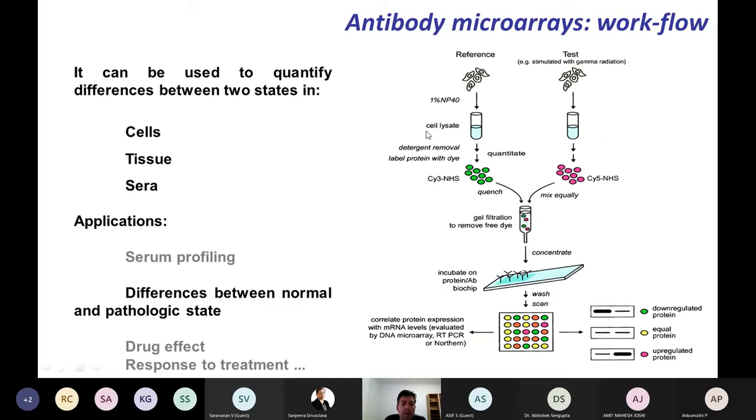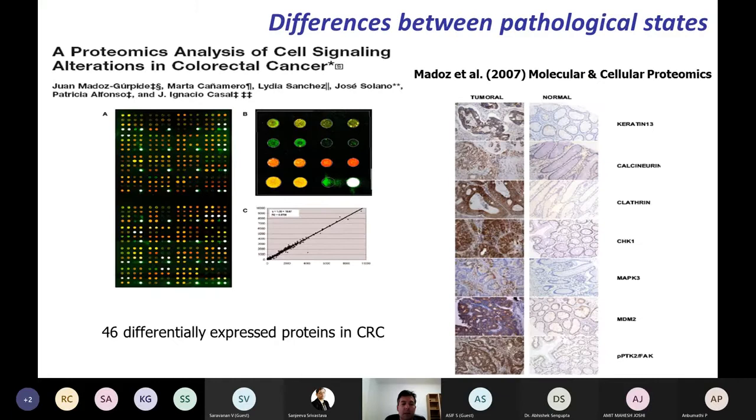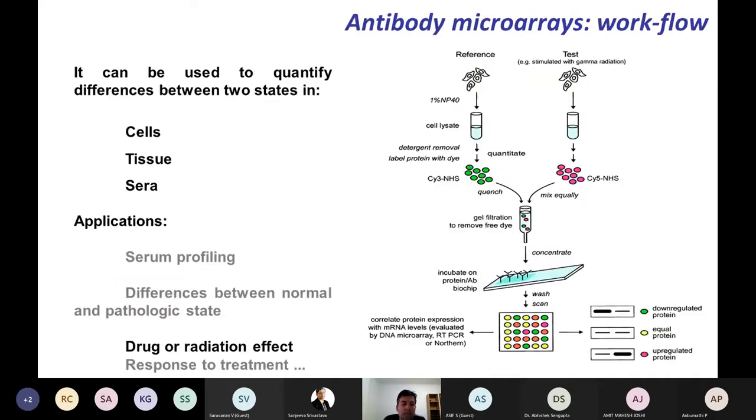Another application is related to determining differences between normal and pathological states. This was one of the first studies using this technology, developed in different labs, mainly by Brian Haab. And in this work, using commercial antibody microarrays with 226 unique antibodies, the authors were able to find 46 differentially expressed proteins in colorectal cancer in comparison to normal tissue, and validating some of the results using tissue microarrays.